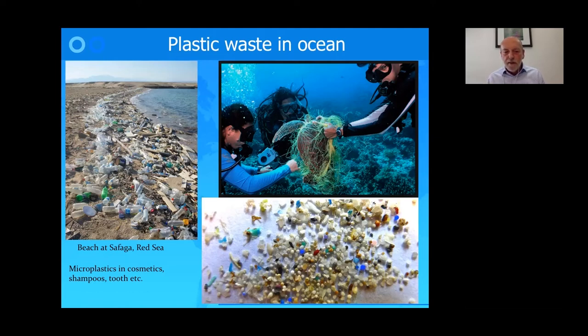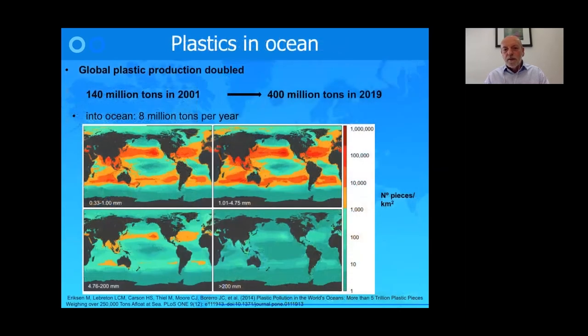But there is also a lot of microplastics in the ocean, which is a bit harder to quantify. But microplastics is essentially in all the cosmetics and shampoos which we are using, or in toothpastes, for example. So there is a lot of microplastics which we are producing, which are also released into our wastewater systems, and which are essentially ending up in the ocean, as indicated here. From 2001 to 2019, basically the plastic production more than doubled. This gives you an idea of the magnitude we are facing.